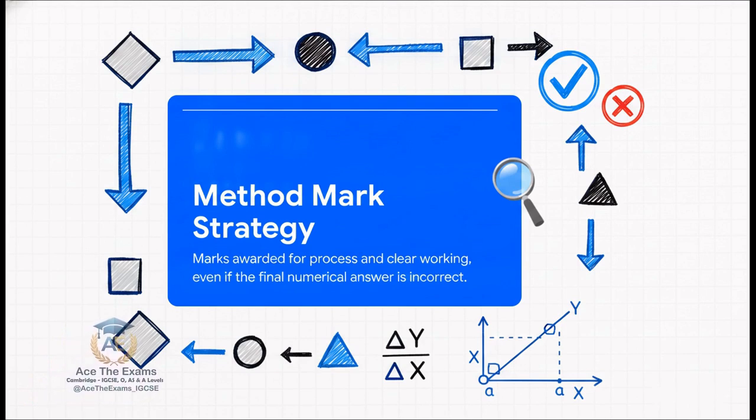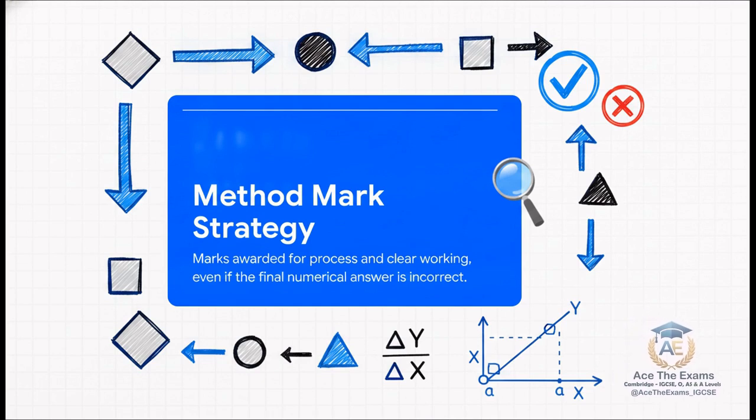It means labeling your midpoint calculation clearly so the examiner knows exactly what that random pair of numbers represents. Showing your step-by-step working isn't just about being neat, it is literally free insurance for your grade. When you document your process, you are holding the examiner's hand and forcing them to give you points for every single correct thought you had along the way.